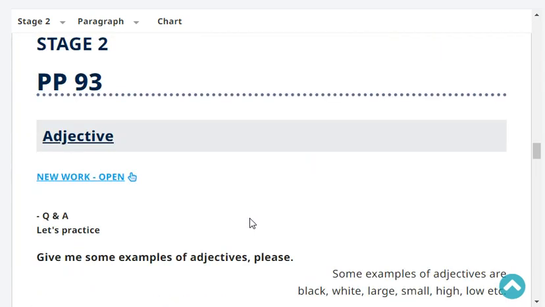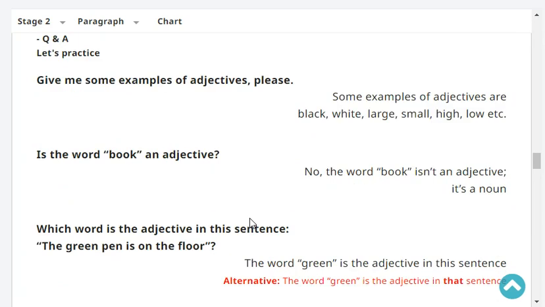Give me some examples of adjectives, please. Some examples of adjectives are black, green, white, describing words, tall, short, large and small, high and low, etc. That's correct.